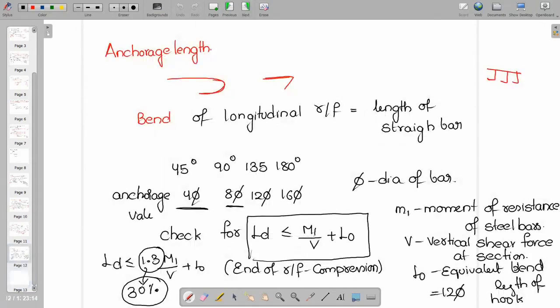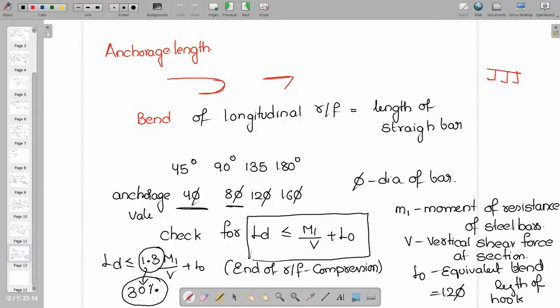And that is the check for development length, sir. Next. Sir, anchorage length is given at the end of the slab, no, sir? Yes, anchorage length when we bend it. But sometimes the steel is bent before the end section.